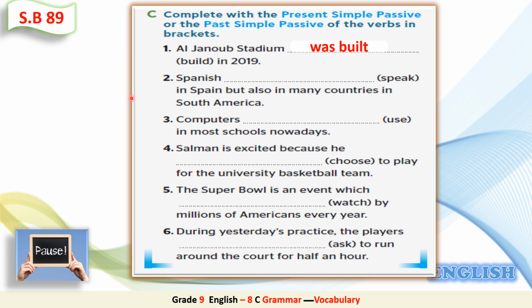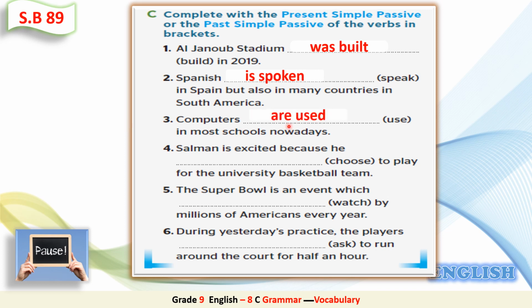Now number 2, what do you think the answer is? Wonderful. It is spoken. Why? Because here the sentence talks about a fact, which is Spanish is spoken in many countries in South America as well as in Spain. So we use the present simple passive. Spanish is singular, so we use is plus the past participle of the verb speak, which is spoken.